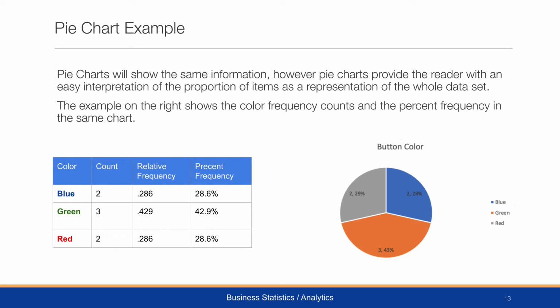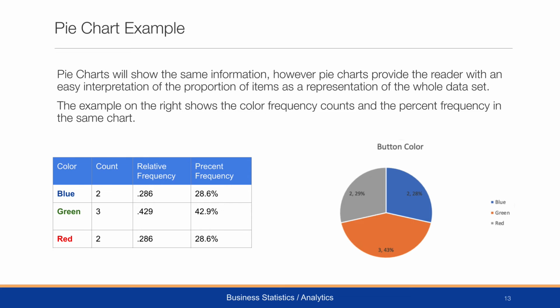Now we could use a pie chart to show the exact same information because it provides the reader with an easy interpretation of the proportion of items as a representation of the whole data set. Remember, the pie chart is showing us 100% of everything. So by doing this, we'll actually be able to see those percentages a little bit more visually.